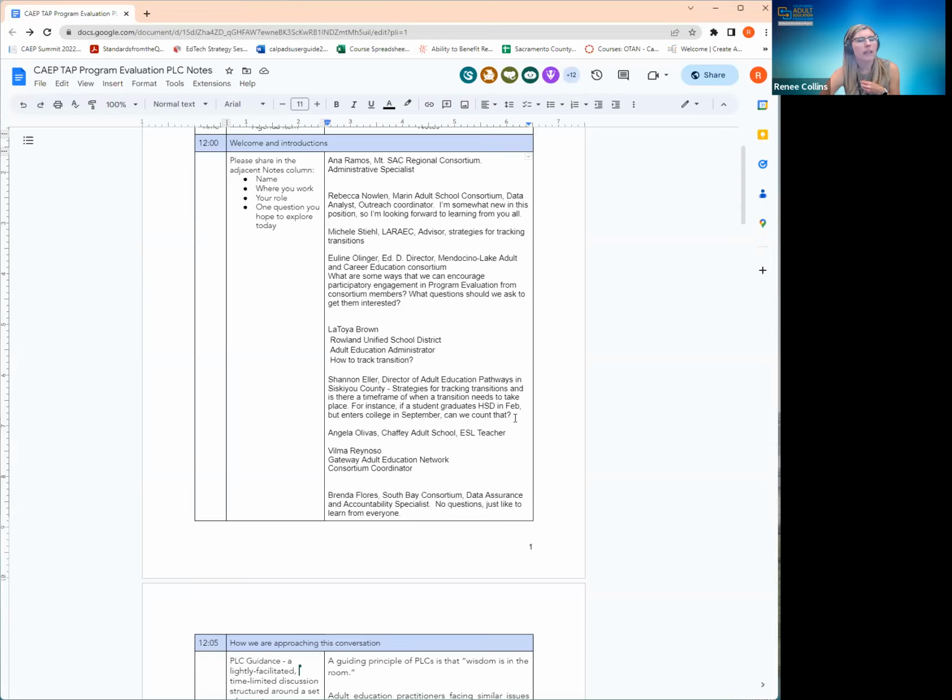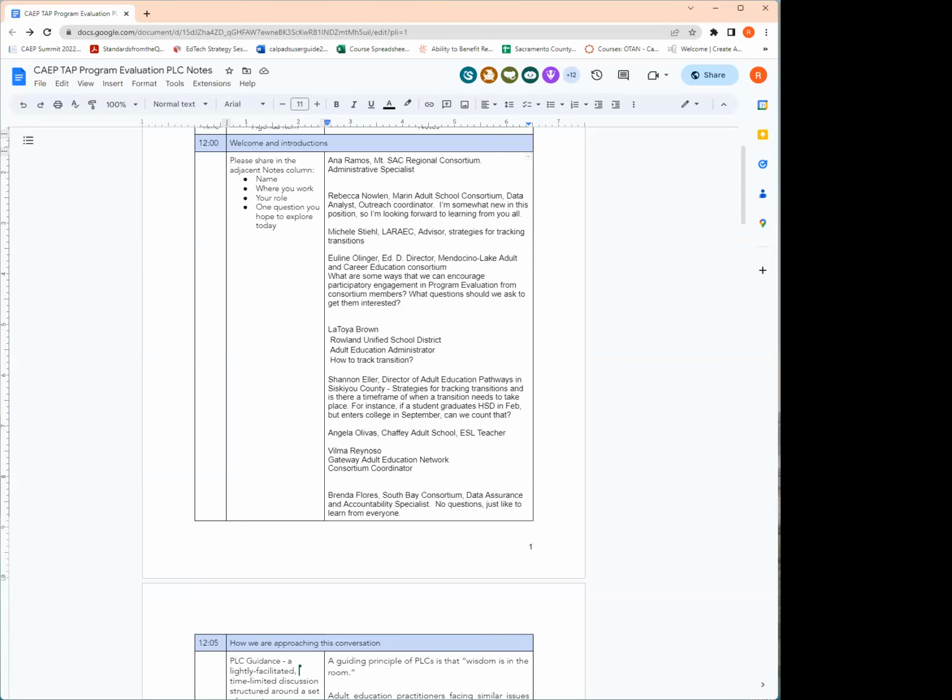Okay. I'm just going to put myself out there, and again, I'm not the expert, so all of you can tell me I'm right or wrong. I would say, yes, you can. You can say that you are going to transition to college. Right? High school enters college in September. What would the rest of you mark? Would you say yes, no, otherwise?